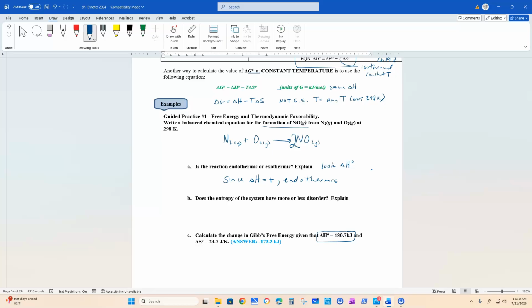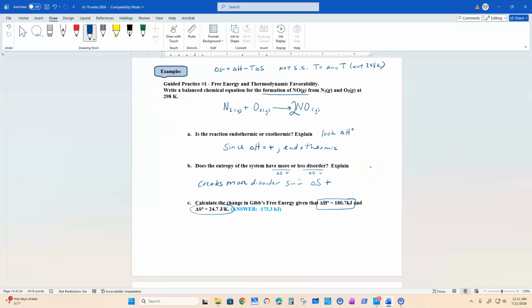Does the entropy of the system have more disorder or less disorder? If it has more disorder, your delta S will be positive. If it's less disorder, it would be negative. And notice right here, my delta S is positive. So this means it creates more disorder. You could even say particle movement, since delta S is positive. These are not novels, ladies and gentlemen, just get to the point.